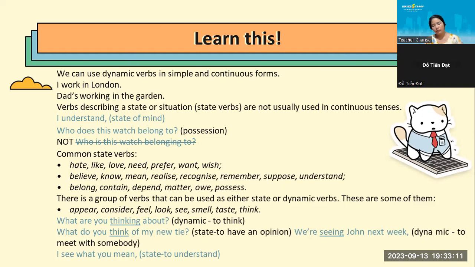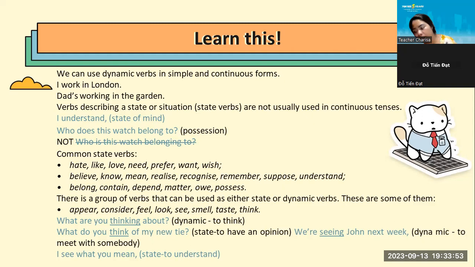We can use dynamic verbs in simple and continuous form. I work in London. That's working in the garden. Verbs describing a state or situation, state verbs, are not usually used in continuous tenses. Understand. Who does this watch belong to? Not who is this watch belonging to. Common state verbs: hate, like, love, need, believe, know, mean, realize, recognize, remember, suppose, understand, belong, contain, depend, matter.